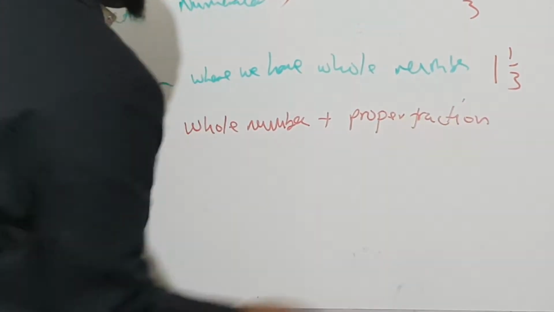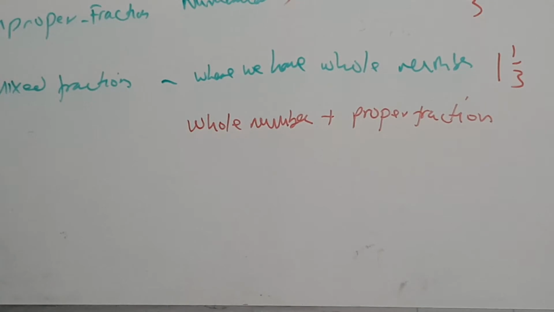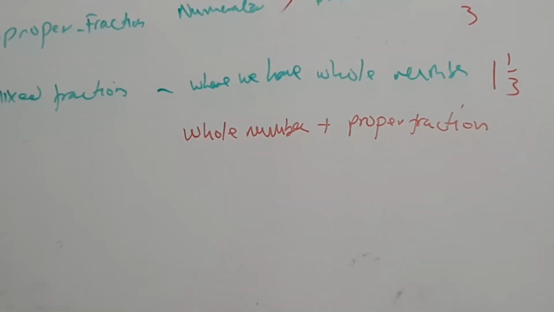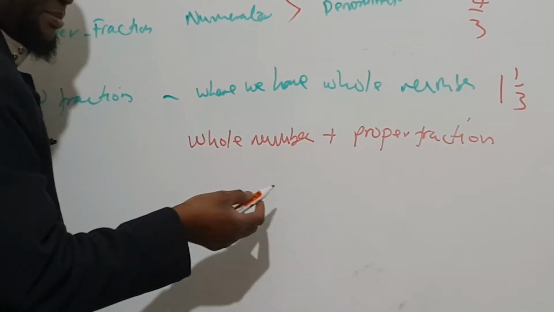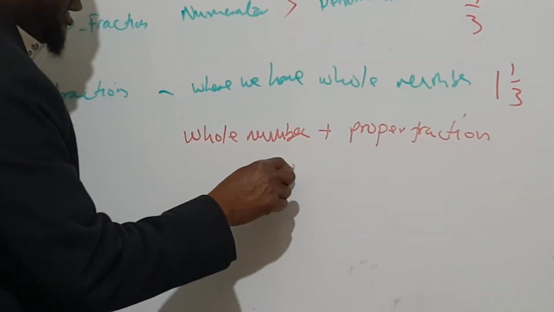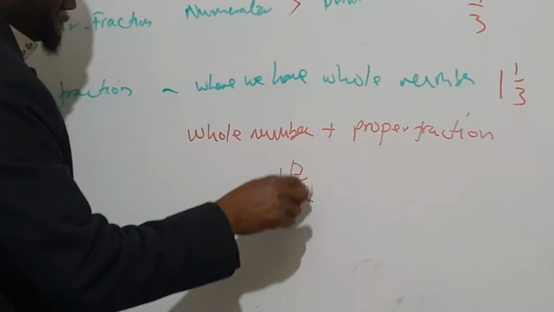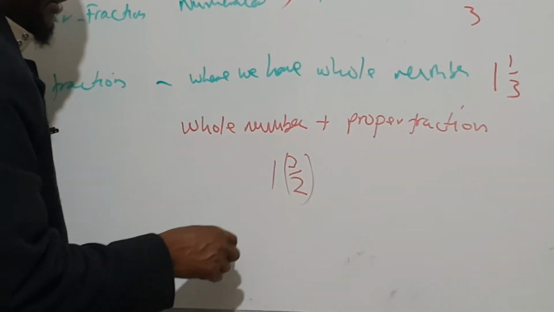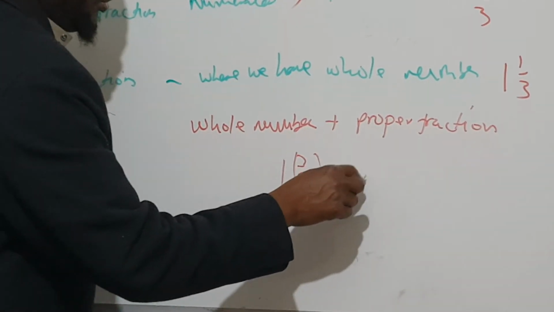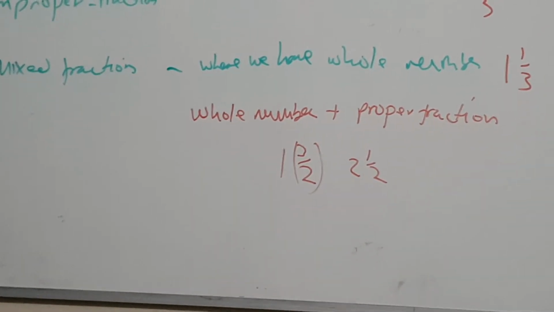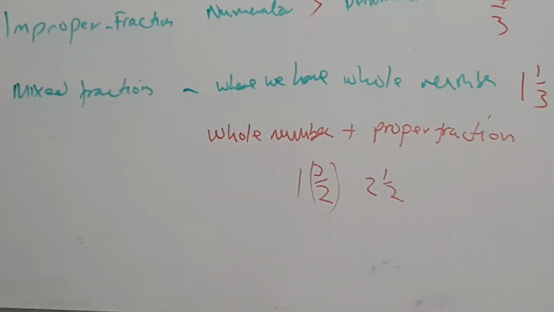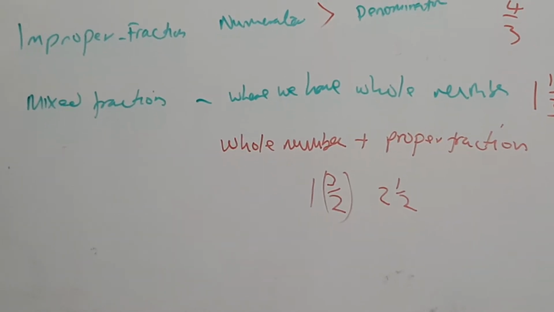It cannot be improper, because if it is improper, it's still not a mixed fraction, because you have to further simplify it. If you say 1 and 3/2, this is still not a proper fraction. It has to be 2 and 1/2. So that's why I say it's a whole number plus a proper fraction.